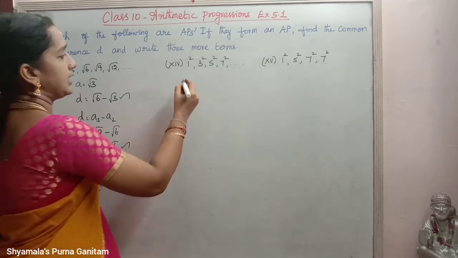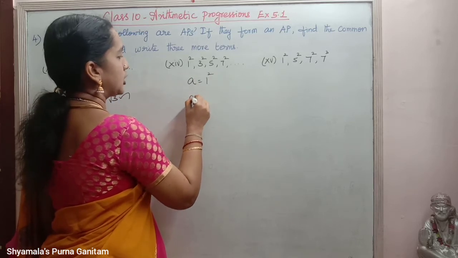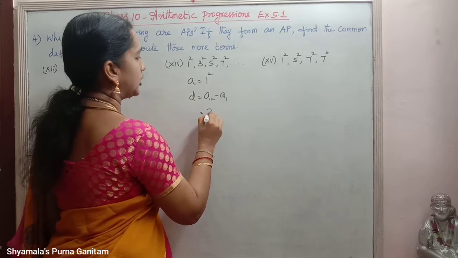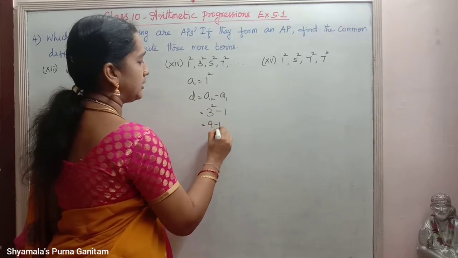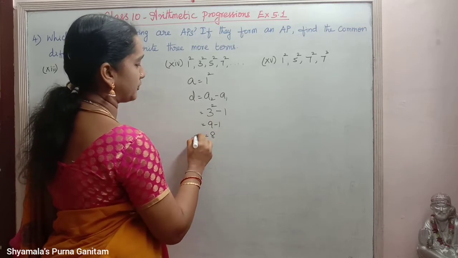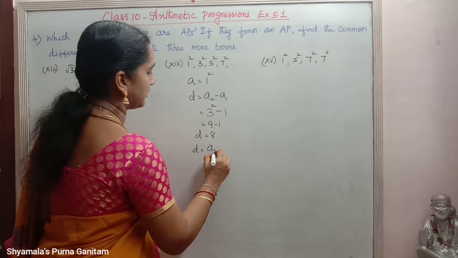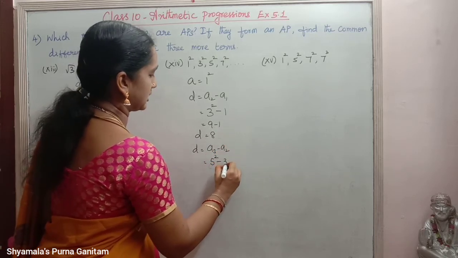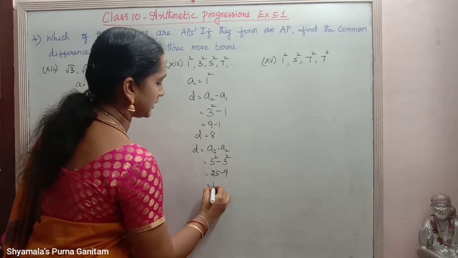Okay. Then the next one: the first term is 1 squared. Then the common difference is a2 minus a1. So a2 is 3 squared minus a1 which is 1 squared. So 9 minus 1 is 8. So the difference is 8 here. Then the next difference is a3 minus a2. a3 is 5 squared minus 3 squared. So 5 fives are 25, minus 9, is 16.